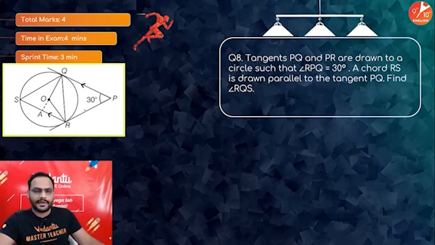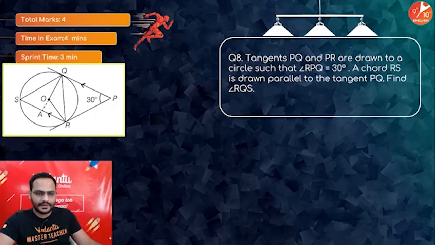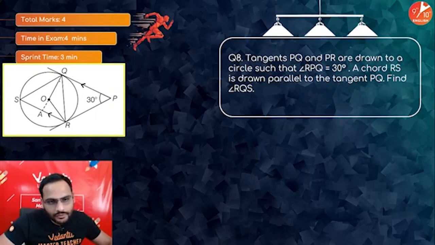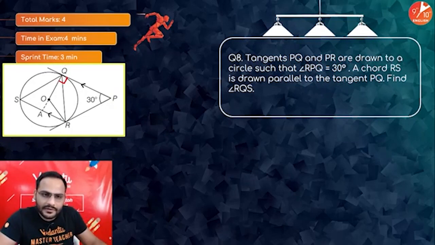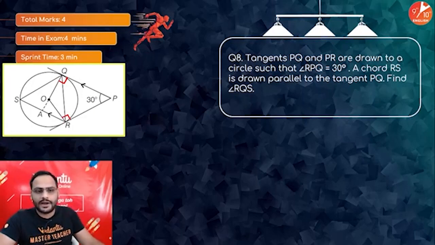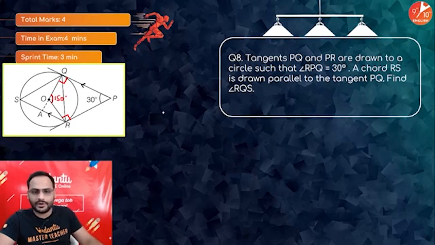First thing, angle P is 30 degrees. If I talk about quadrilateral OQPR, everybody knows these two angles are 90 degrees. Radius at the point of contact is perpendicular to the tangent. These two are 90, this is 30. This angle I can easily get by using the angle sum property of a quadrilateral. So you will get it as 150 degrees. This is very easy. This kind of questions we have solved a lot.